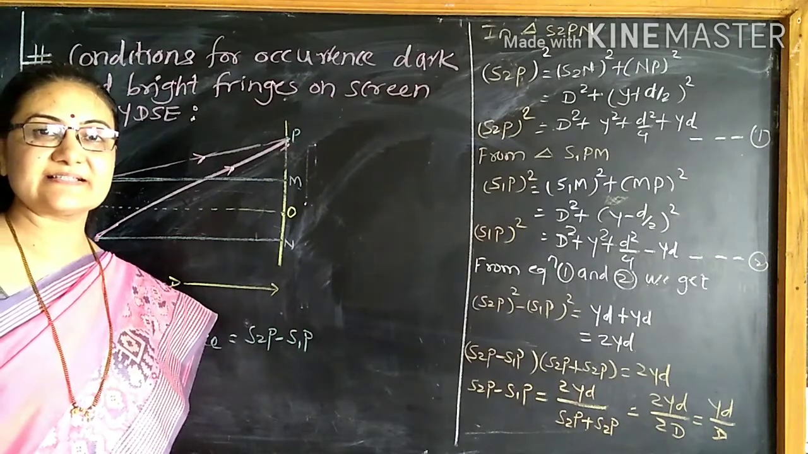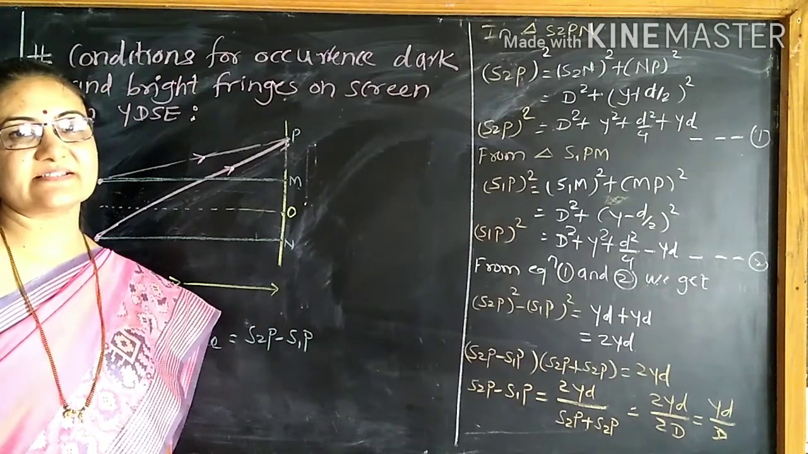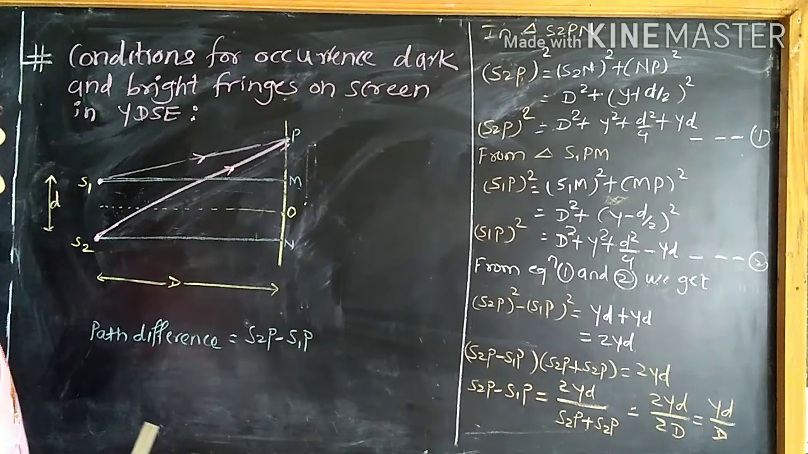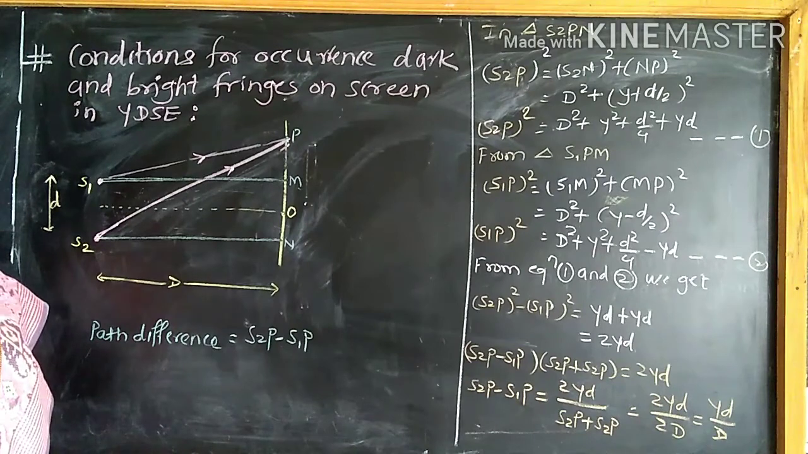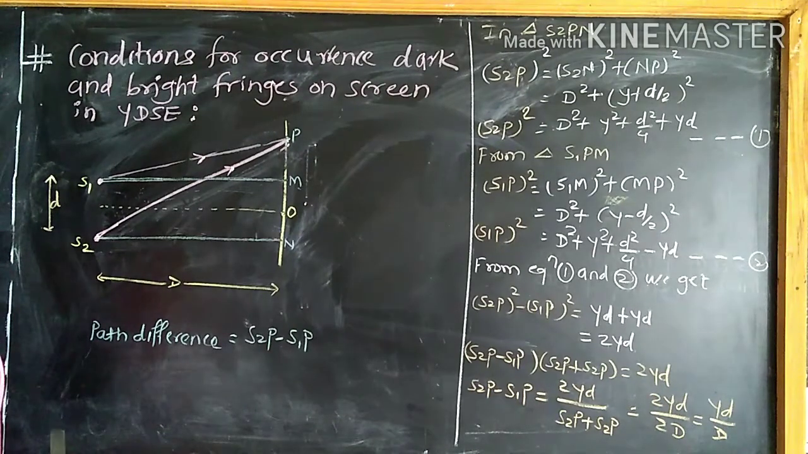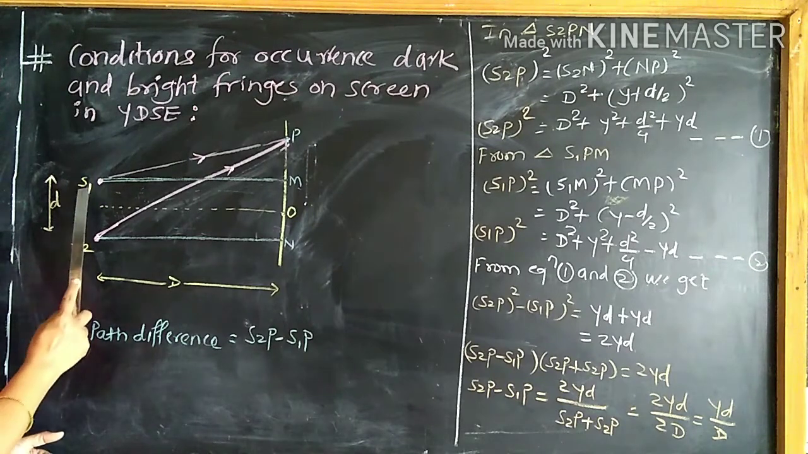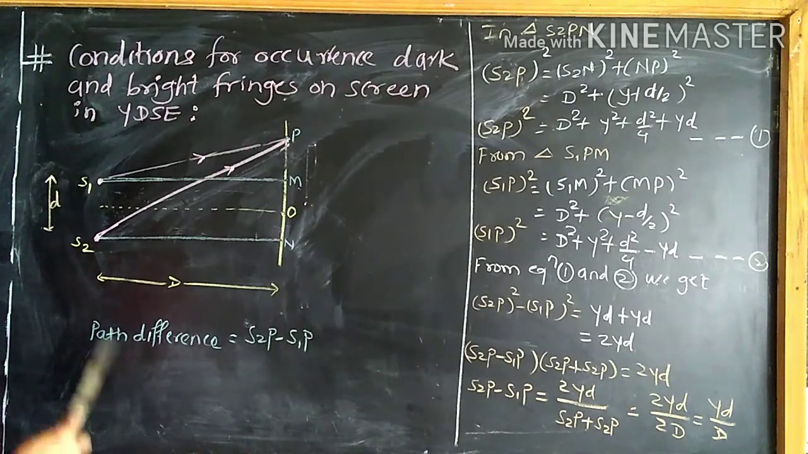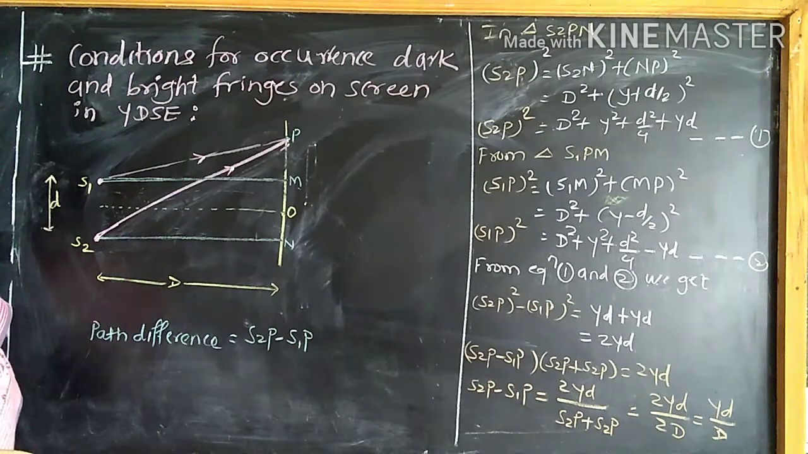Friends, let us discuss the theory of interference bands. Let us derive the conditions for the occurrence of dark and bright fringes on the screen in Young's double slit experiment. For the same purpose, let me take two coherent sources. S1 and S2 are the coherent sources. They are separated by a distance d, about 2 to 4 millimeter.